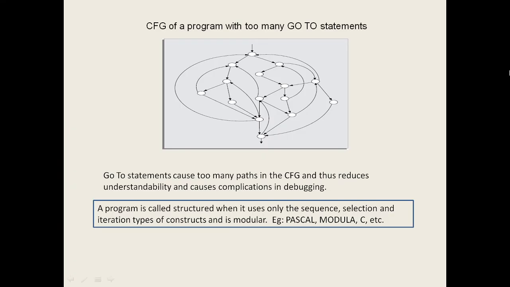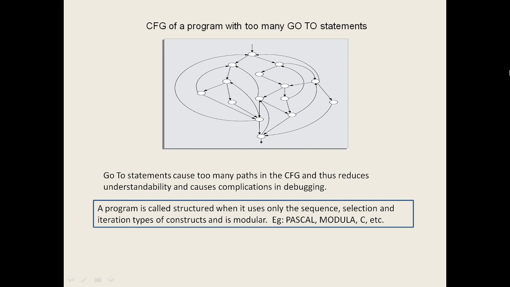And in many cases, the control flow graph of a program will be too complicated with the use of too many go-to statements, as we said in example A. It uses many go-to statements, and the go-to statements completely spoil the control flow of the program. Using many go-to statements causes too many paths in the CFG. For example, in the figure shown, whenever we use a go-to statement in our program, it creates more control flow paths in the program.